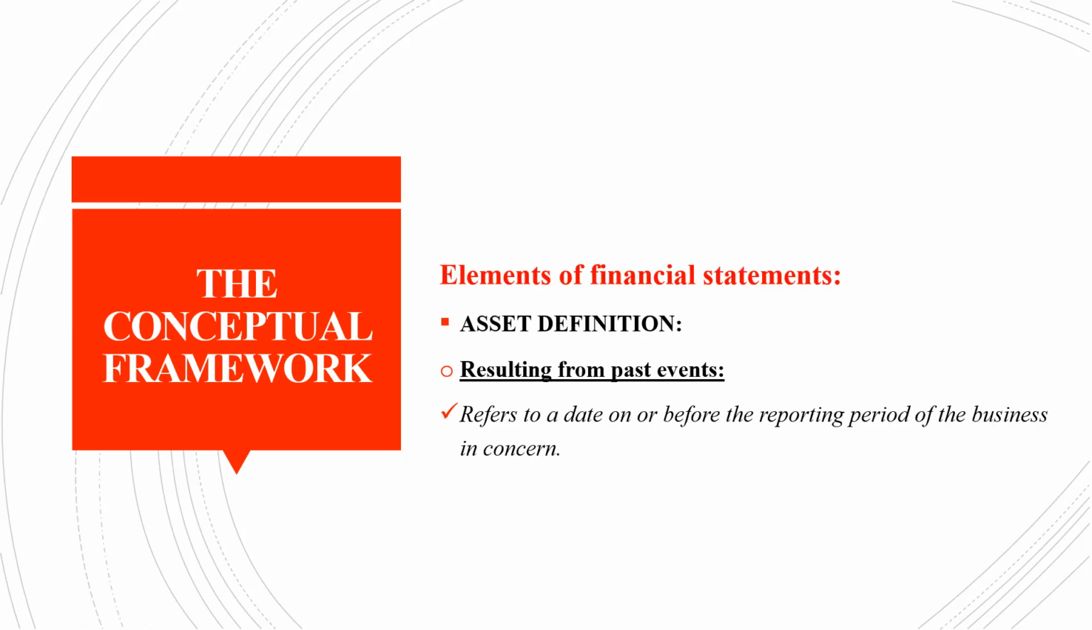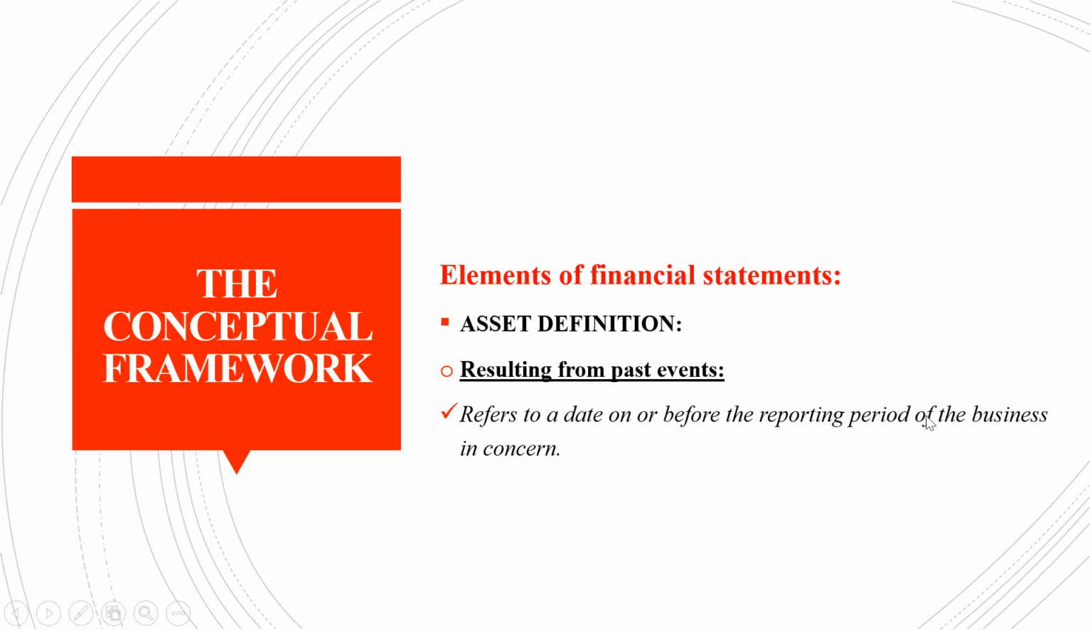Resulting from past events. Elements of financial statements, asset definition continued. So if we say that an asset is an economic resource controlled by the entity resulting from past events, what does it mean? Resulting from past events simply refers to the fact that the event itself that resulted in the right, the economic resource given to the entity, for that economic resource to be in existence, has occurred on or before the reporting date of the business in concern.